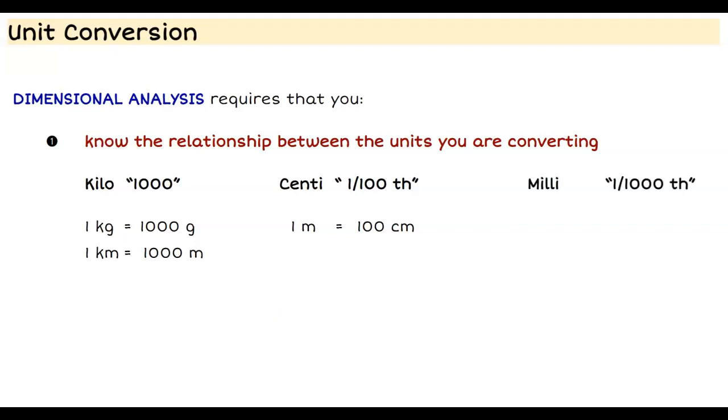Milli is a prefix that means 1/1000th, right? So I could say that in one millimeter, I have 1/1000th of a meter, but it's easier to think about there being 1,000 millimeters in a meter. So, 1 second is 1,000 milliseconds, for example. 1 liter is 1,000 milliliters. So, to use the method we're going to learn, you have to have an understanding of the relationship between those units.